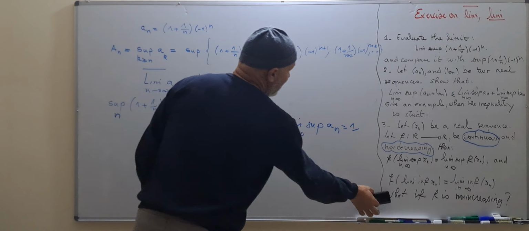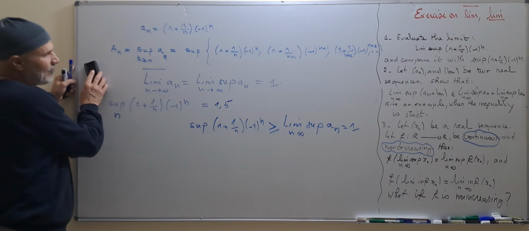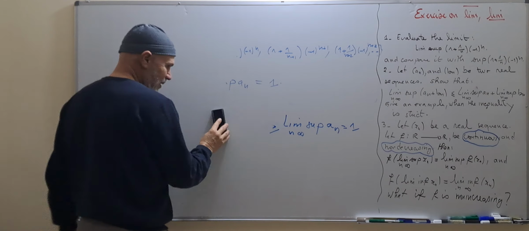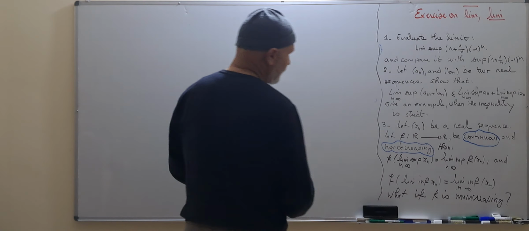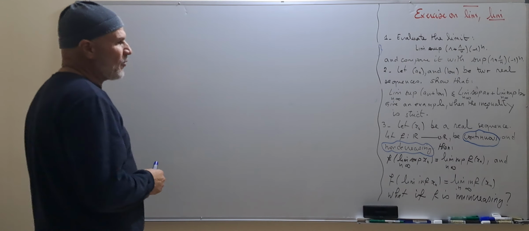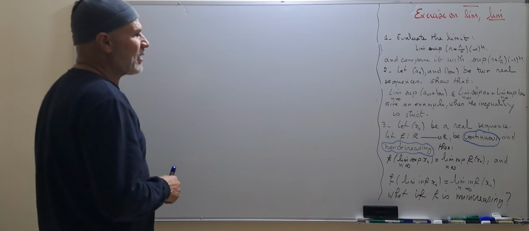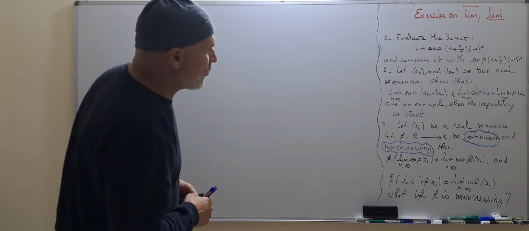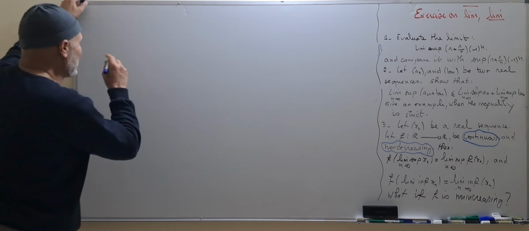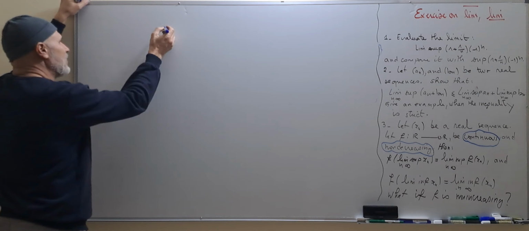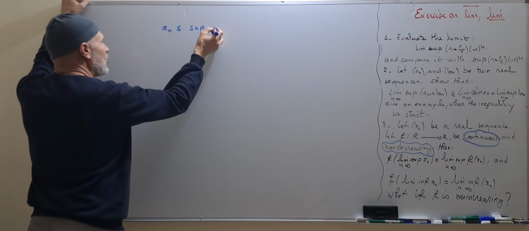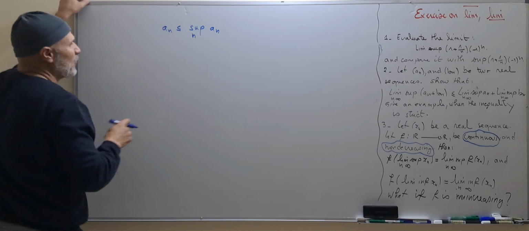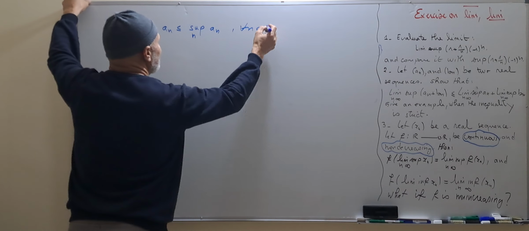The second question: let a_n and b_n be two real sequences. Show that the limit sup of a_n plus b_n is less than or equal to the limit sup of a_n plus the limit sup of b_n. We have, for all n, a_n is less than or equal to the sup of a_n on n, for all n in N.